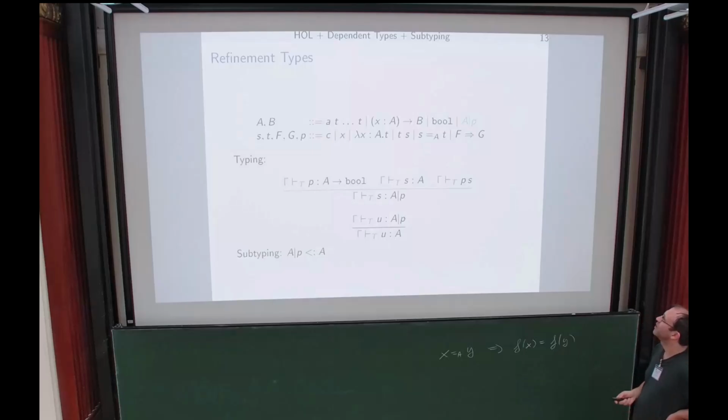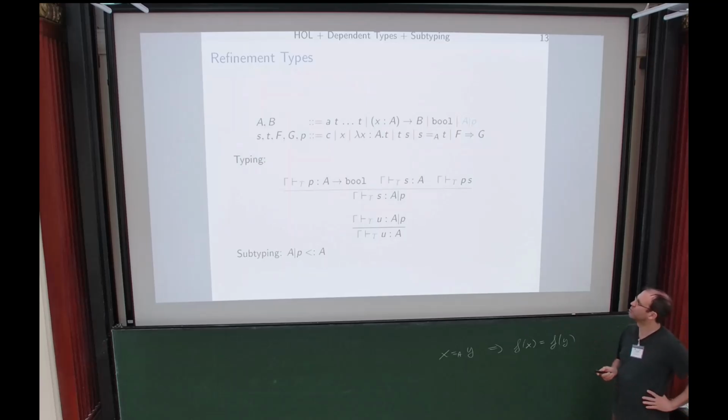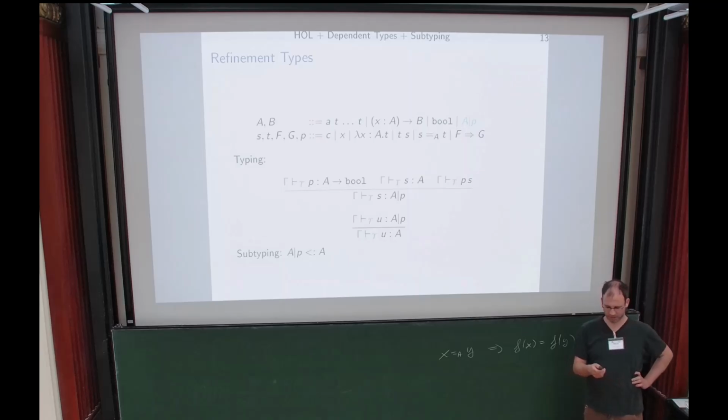So, refinement types. The grammar stays almost the same. We just add this one production for refinement types. I've just given you a hint of the rules to fortify your intuition. So if we have this predicate on A, and S is of type A, and we can prove P of S, then S is also in the refinement type. And now we have a subtyping relation like this. So here the language becomes even more like PVS, because this is pretty much exactly how PVS is built.